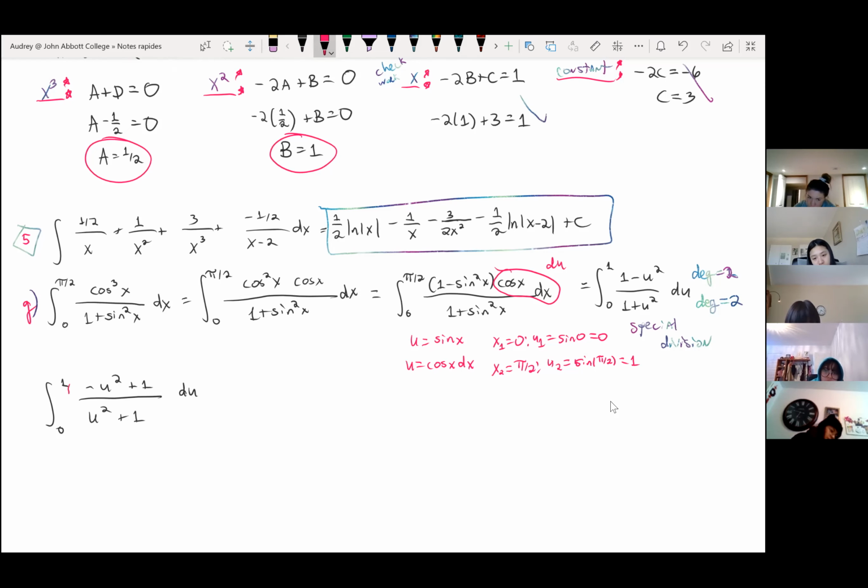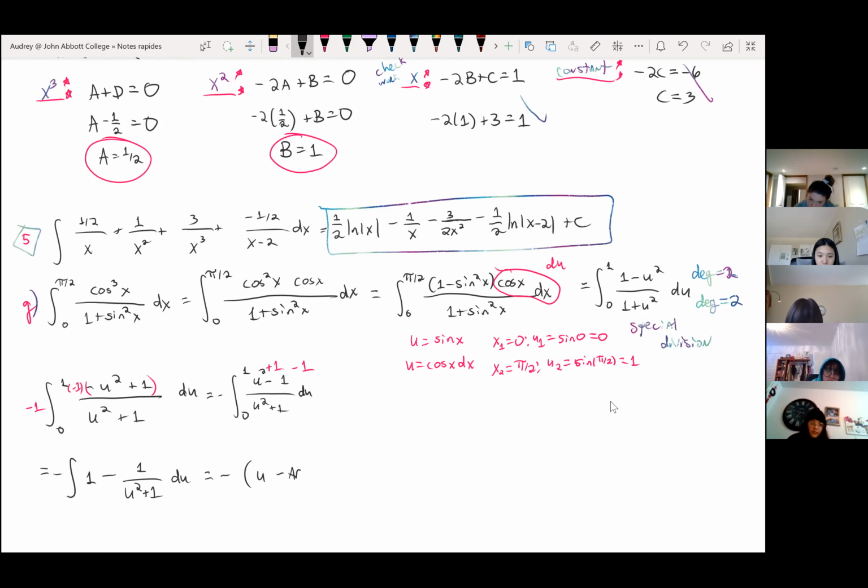Okay, that said, I'm going to start by multiplying by negative 1 and negative 1 so that I have negative integral from 0 to 1 of u squared minus 1 over u squared plus 1. And then I just need to add 1, minus 1. So negative u squared plus 1 over u squared plus 1. So that gives me 1 minus 1 over u squared plus 1. And I did separate an arctan away. So this is negative u minus arctan u from 0 to 1.